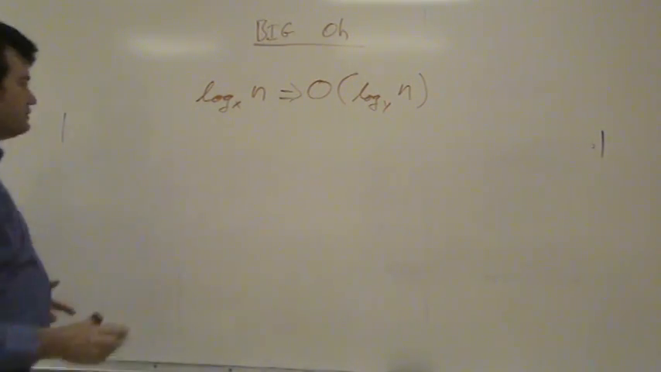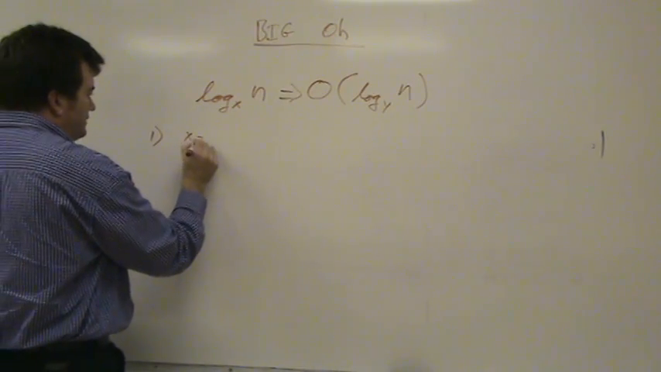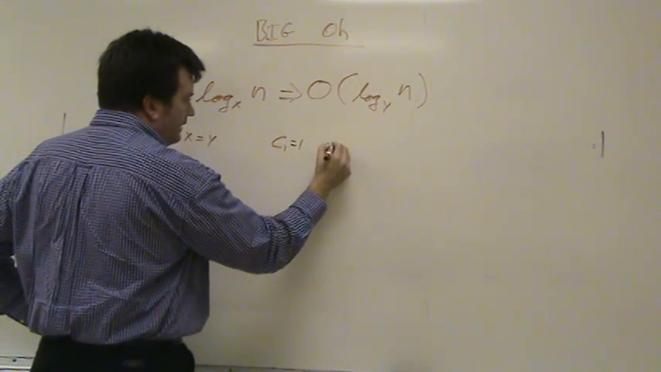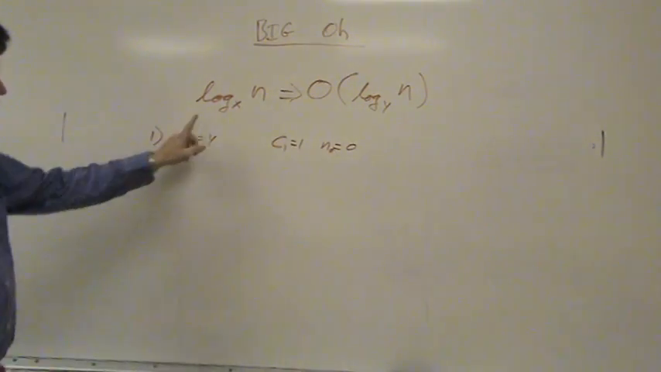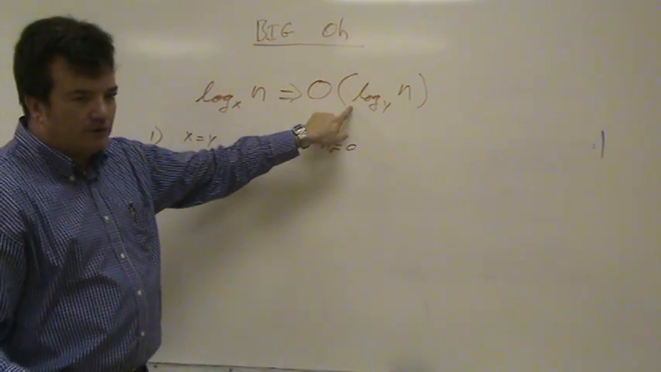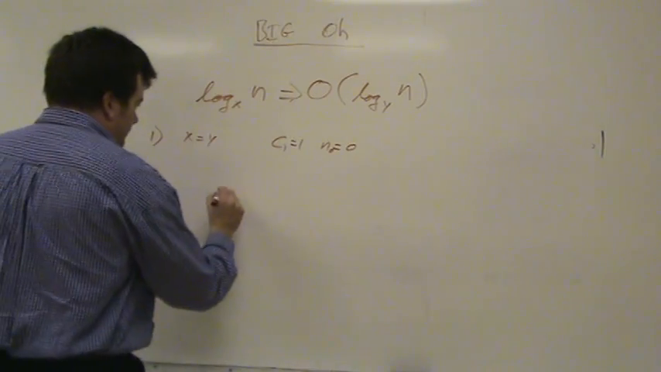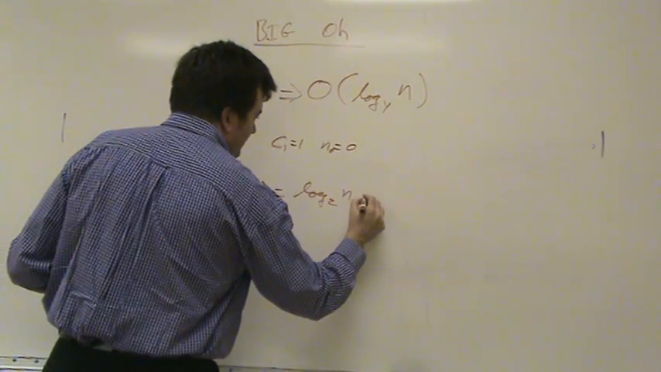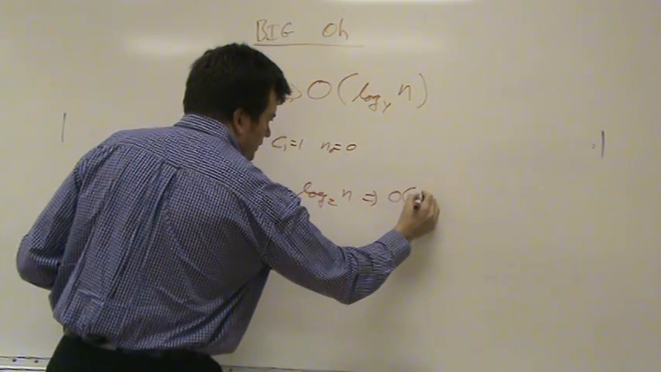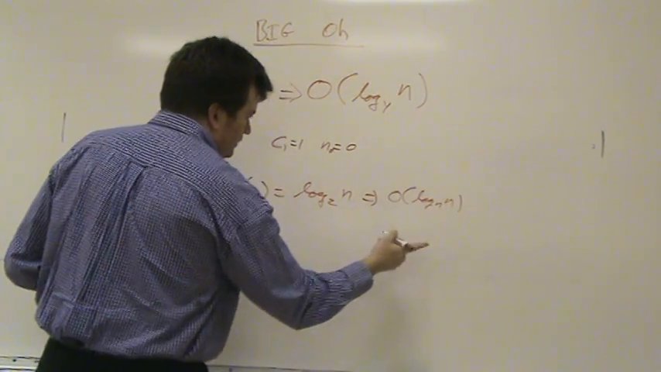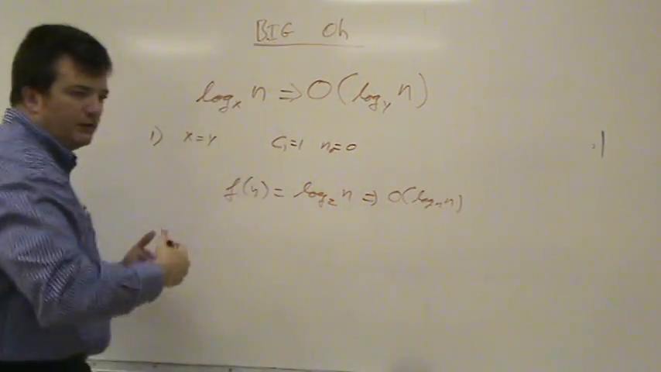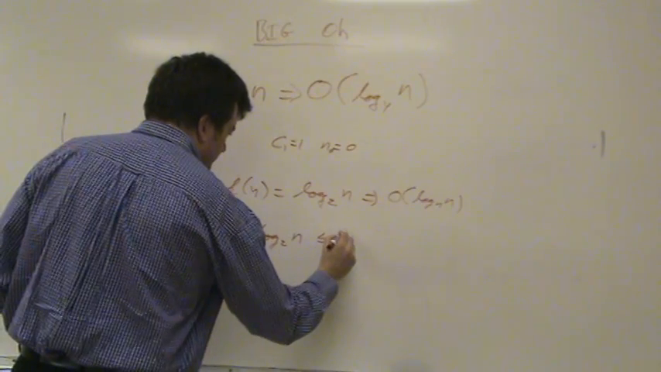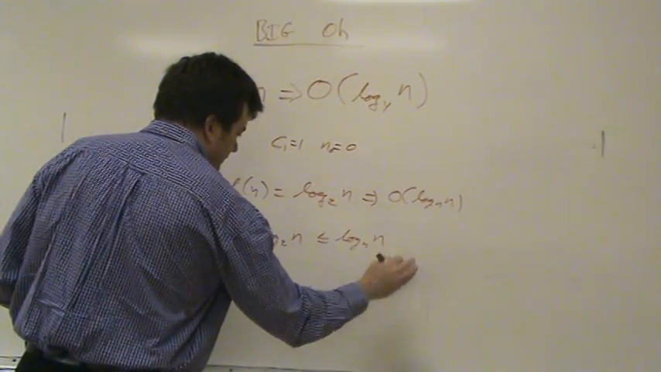And let's just go over an example. Suppose we have case 1, where x and y equal each other. Well, then we could choose the constant of 1 and n naught equals 0. If they're both equal to each other, let's say, is log base 2 order log base 2? Yes, right? Let's say f of n equals log base 2 of n. Is that order log base 2 of n? Well, yeah, we can put a constant of 1 in front of this, and then for every value of n, this is true. Log base 2 of n is less than or equal to log base 2 of n. Okay, so that's true.